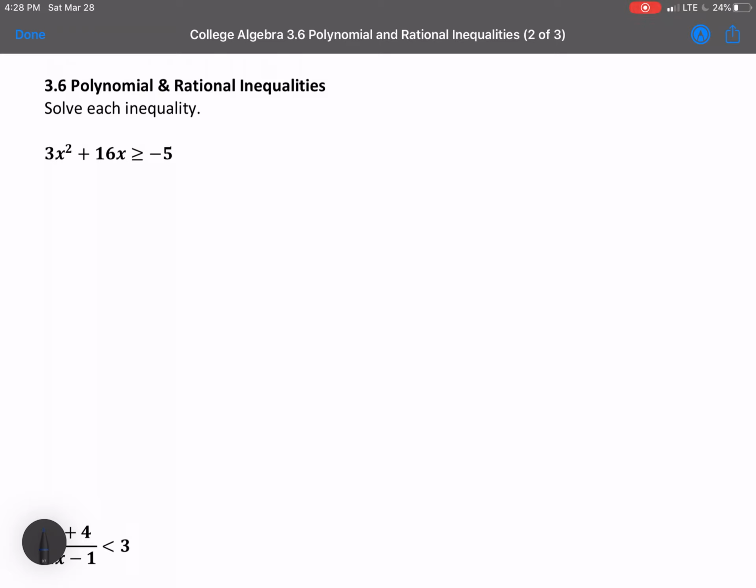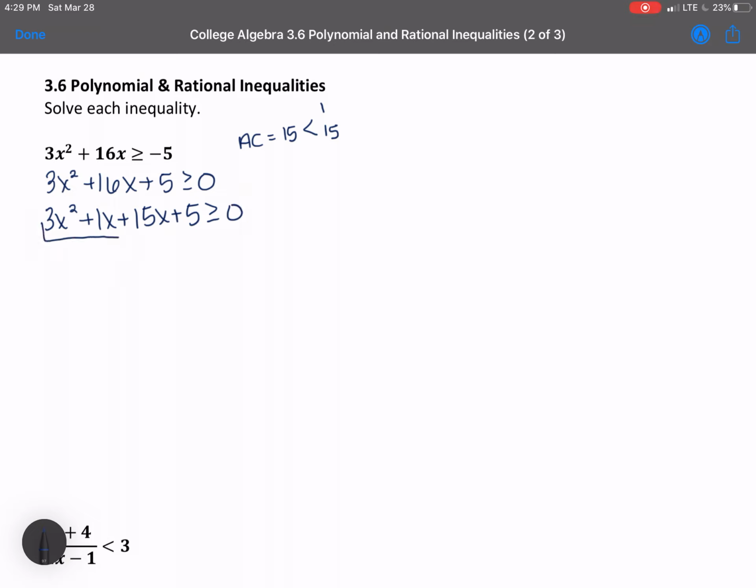So we're going to add that 5 to the other side. We have 3x squared plus 16x plus 5 is greater than or equal to 0. Since we have a quadratic, we're going to want to factor, so we're going to do AC factoring. 3 times 5 is 15, and our factors of 15 that add to be 16 would be 1 and 15. So 3x squared plus 1x plus 15x plus 5 is greater than or equal to 0.